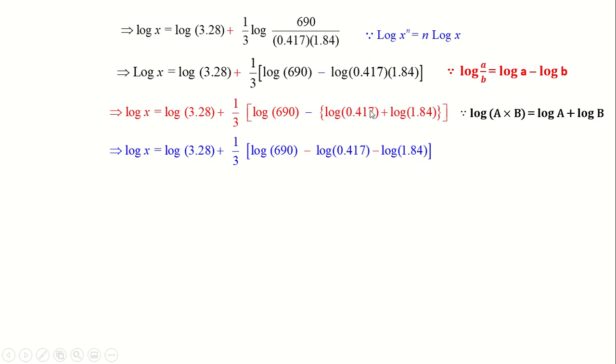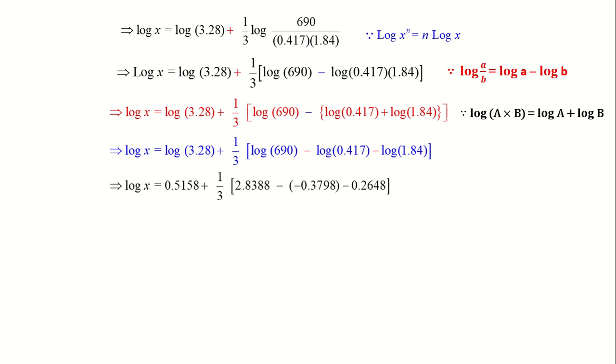But many students do not correctly write this step after this one, as they write it as log of first quantity plus the log of second quantity. No, as there is minus sign, so it will be applied in this step to make it as log of 690 minus log of 0.417 minus log of 1.84.